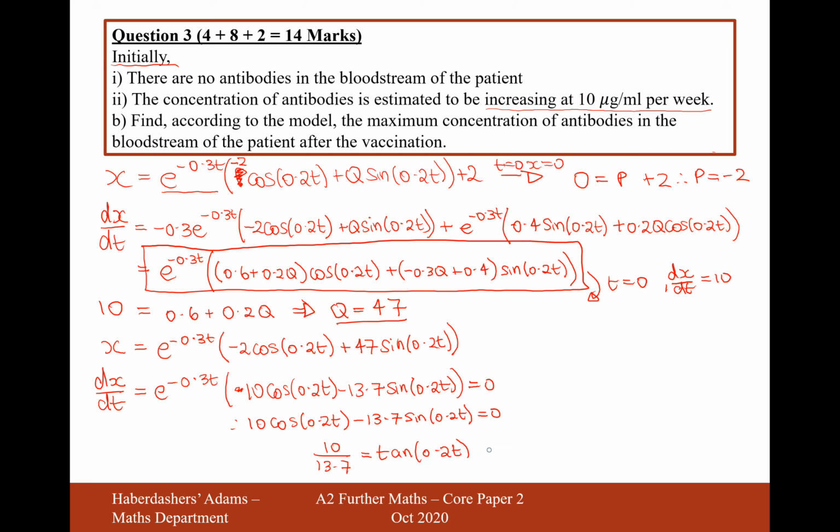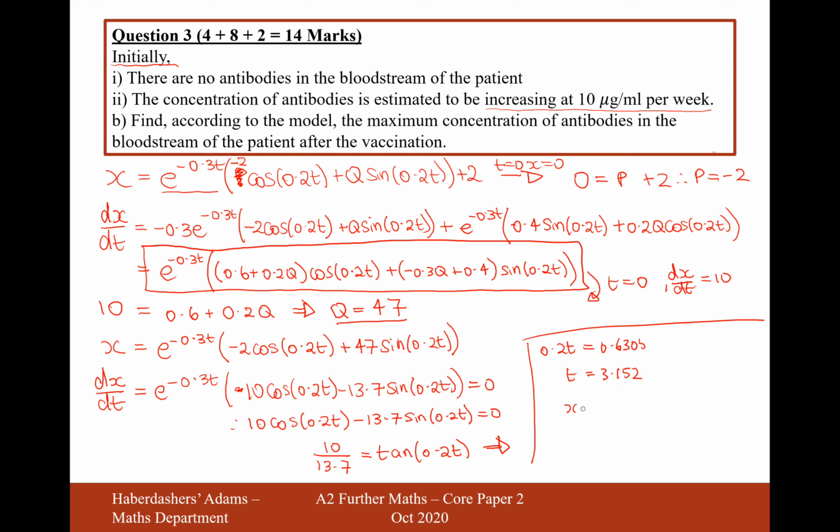equals tan 0.2t. So we're nearly there. 0.2t will equal 0.6305. So therefore t is going to equal 3.152.